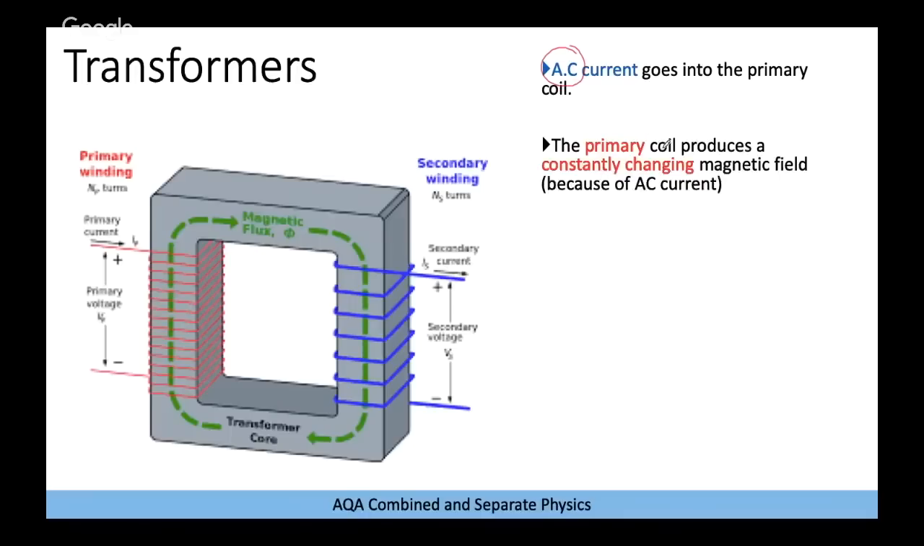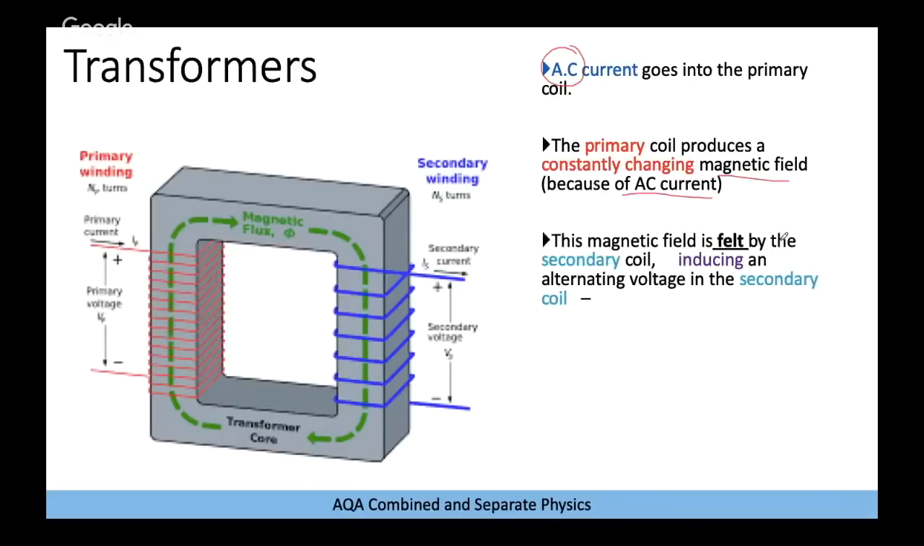Now, the primary coil produces a constantly changing magnetic field. Because the current is flipping directions, the magnetic field will flip directions. So there will be a magnetic field around this, which is flipping backwards and forwards, backwards and forwards. Now, this magnetic field is felt by the secondary coil. You don't need to say much more than that. It's felt by the secondary coil over here.